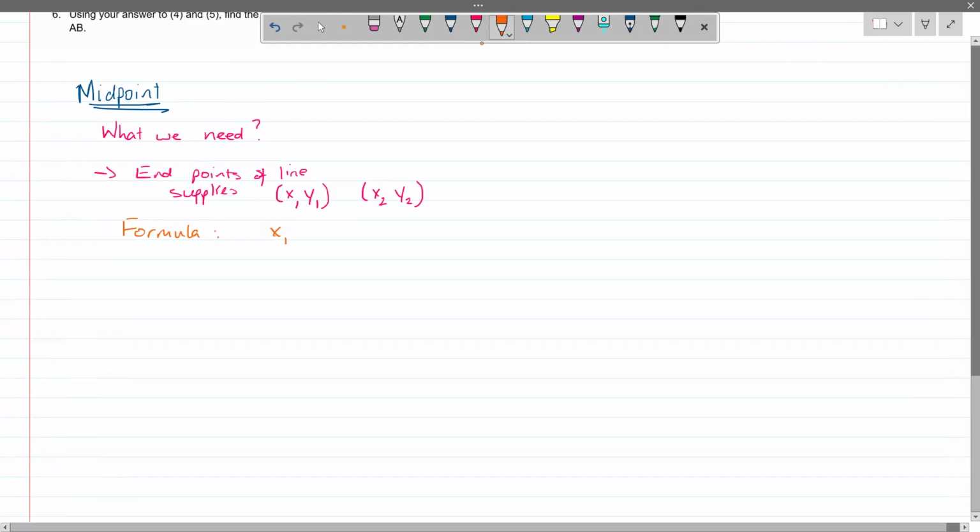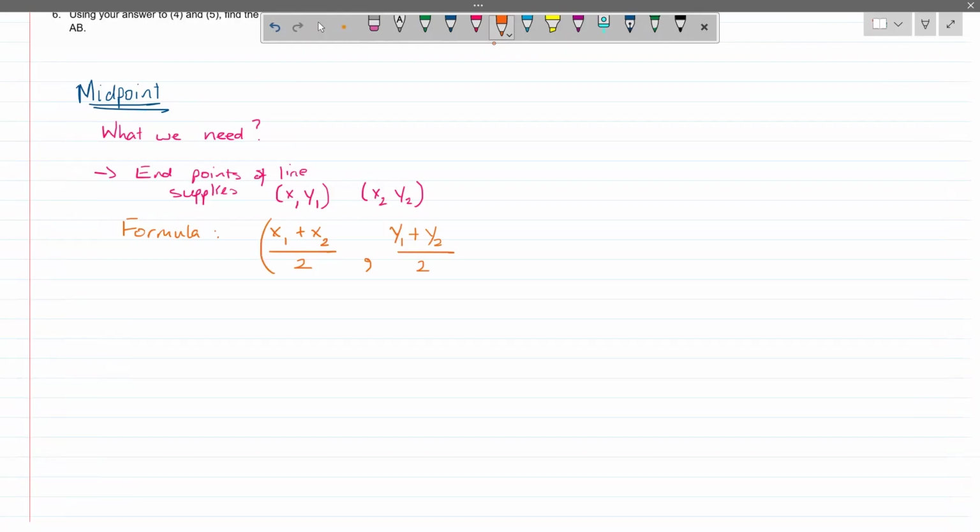is going to be x1 plus x2 all over 2, comma, because the answer for this is an actual point, and y1 plus y2 all over 2. Right? Let's look at an example.